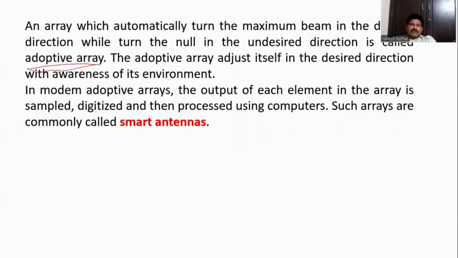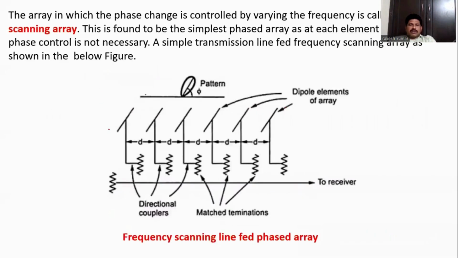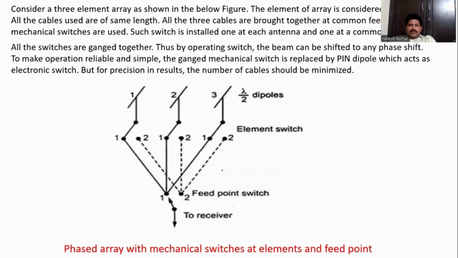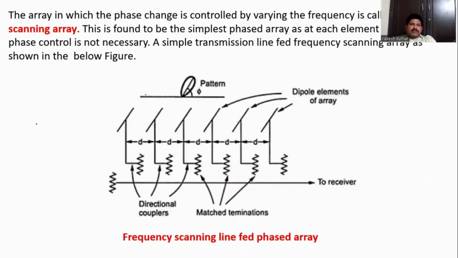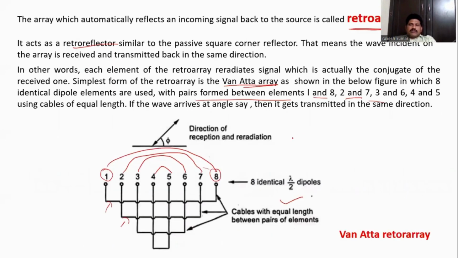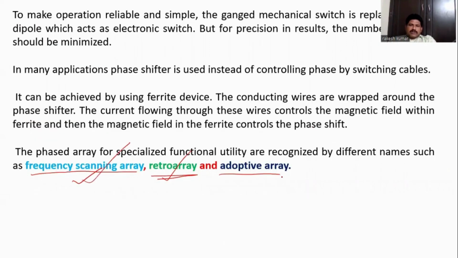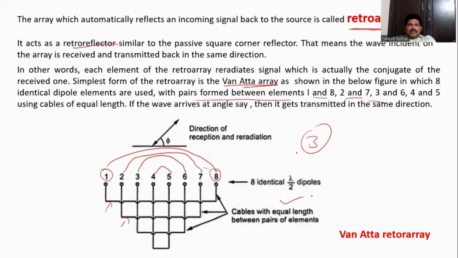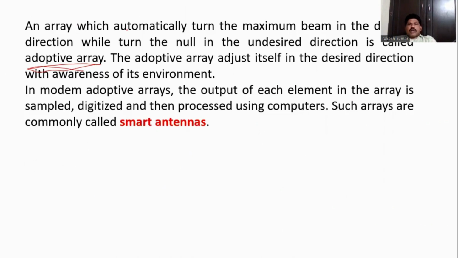So the last time, we have seen the types. What are the types? The first one is the phased array with mechanical switches. The second one is the frequency scanning array. The third one is the Van Atta retro array. And the fourth one, which we have discussed in this period, is the adaptive array. Adaptive array means it changes automatically: the array which automatically turns the maximum beam in the desired direction while turning the null in the undesired direction is called an adaptive array.